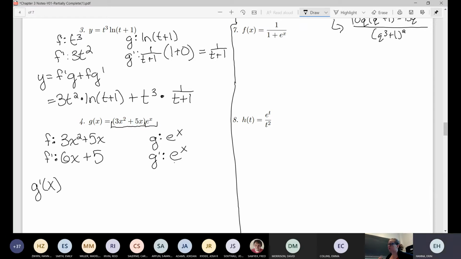So f prime g plus f g prime. Notice that our f terms have addition, so make sure to put those in parentheses or else you'll be wrong. So f prime times g plus f times g prime.